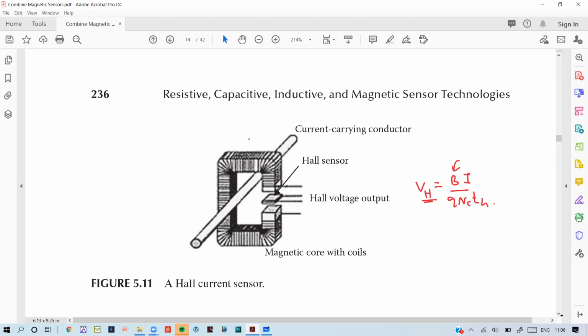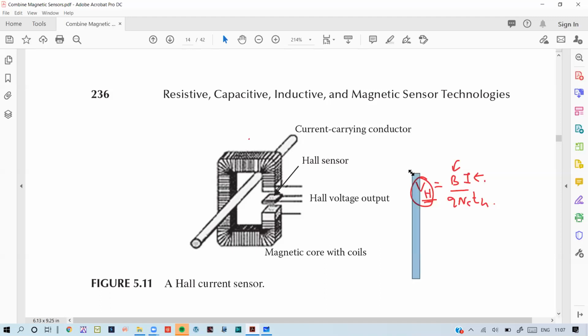So there is a current carrying conductor. If this current changes, there is a change in the magnetic flux, because according to Faraday's law and Lenz's law, that change will be picked up by this soft magnetic core, and that will change the magnetic field, which will change this VH here. So when this VH is changed, we get the output, which tells us the change in the current. That is how the Hall current sensor works.